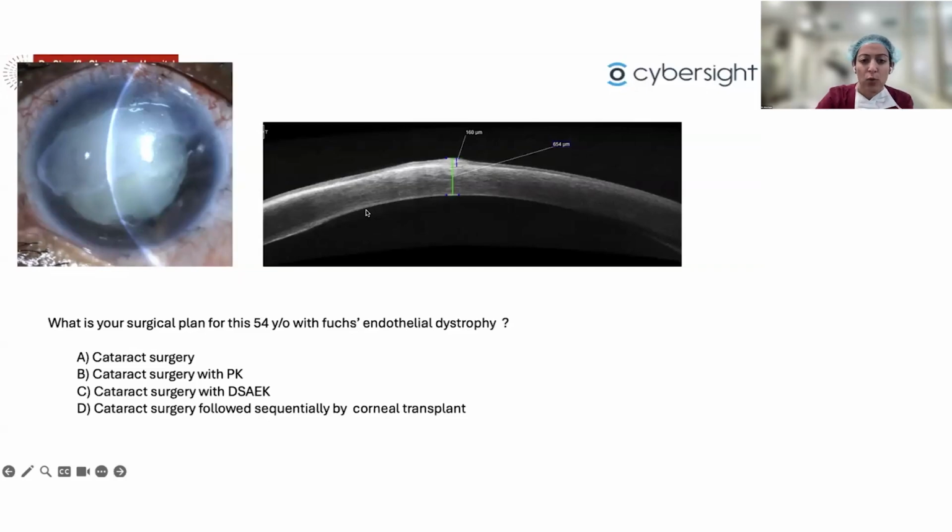I'm glad most people agree with doing a cataract surgery with a DSAEK, which is exactly the modality that should be followed. It's a nice soft cataract. Once you peel off the epithelium, you'll have a very clear view. Proceed with the phaco and then with an endothelial keratoplasty.